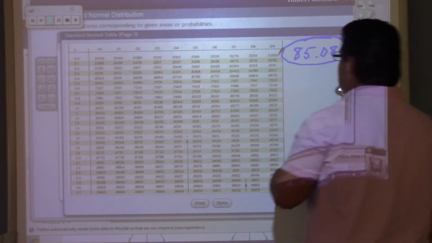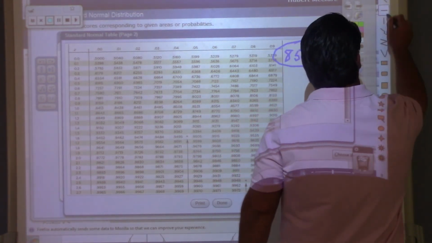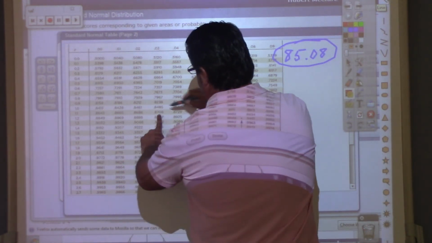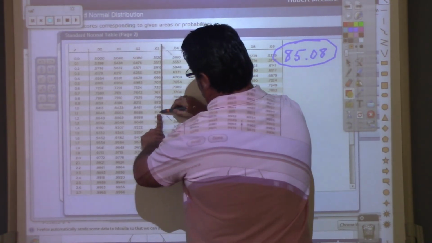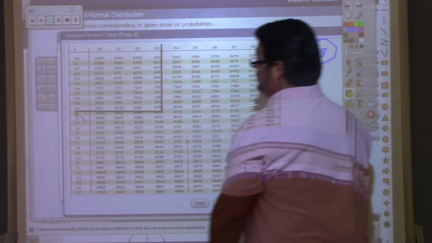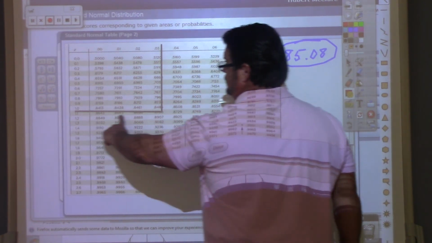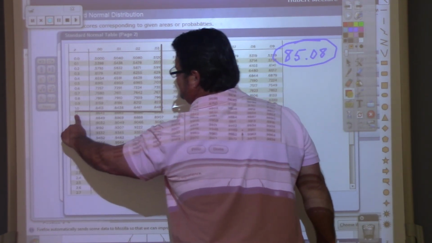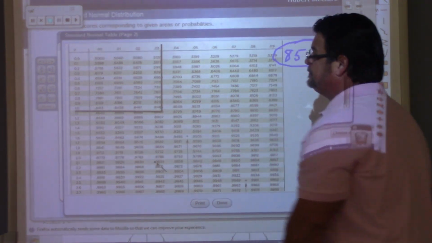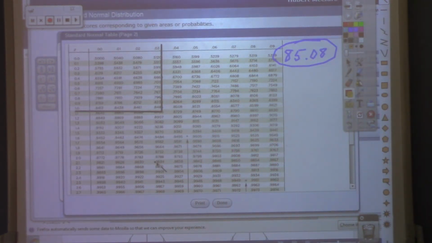So 8508, take my handy dandy line maker. 8508 goes here and there. So this is 1.1, and what's $1.10 plus 3 cents? I'm asking y'all. $1.10 plus 3 cents. So your answer is 1.13. So your z-score for that problem is 1.13.